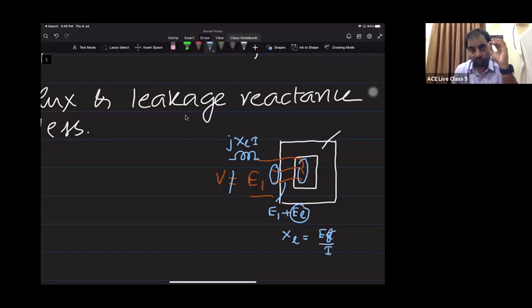If the leakages are more, the EMF induced in the winding due to that leakage flux lines will be more, then the leakage reactance will be more. So the relation between leakage reactance and leakage flux is that they are directly proportional. More leakages mean more EMF induced in the winding due to leakage flux, and its equivalent is represented with a leakage reactance drop. I hope this point is clear.